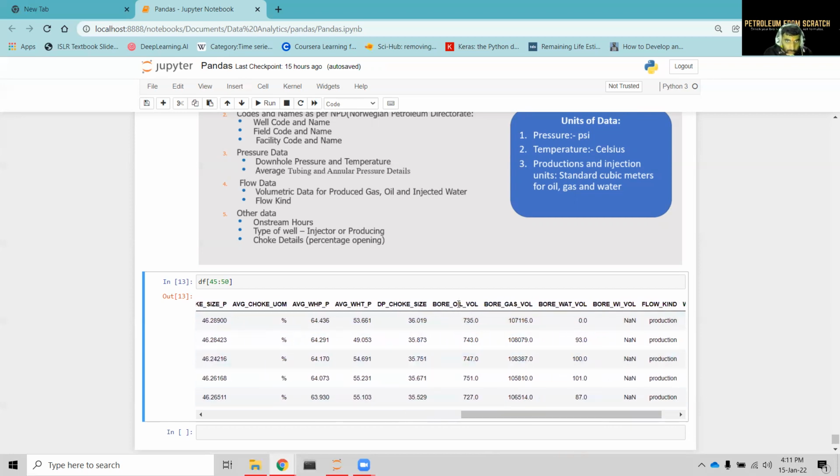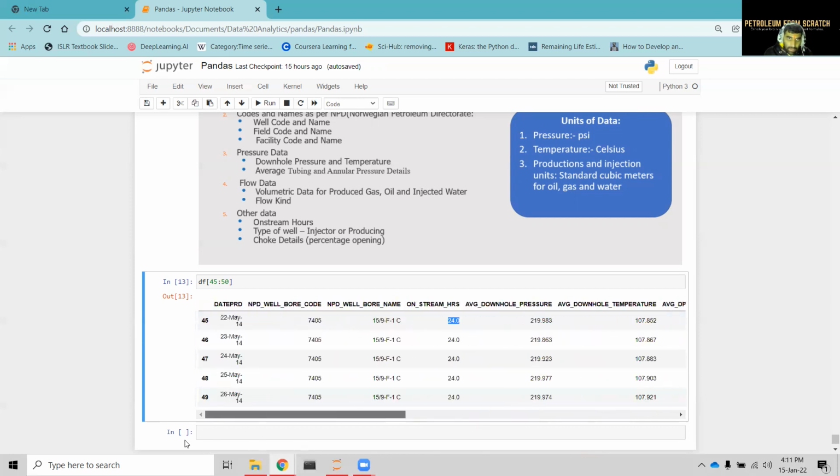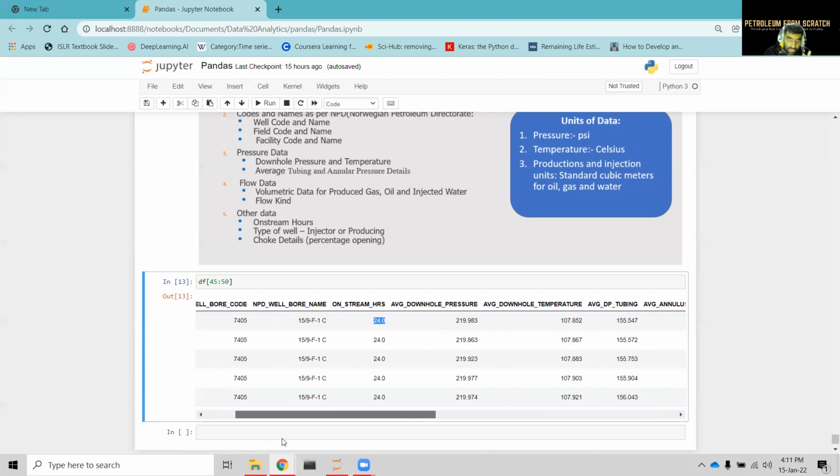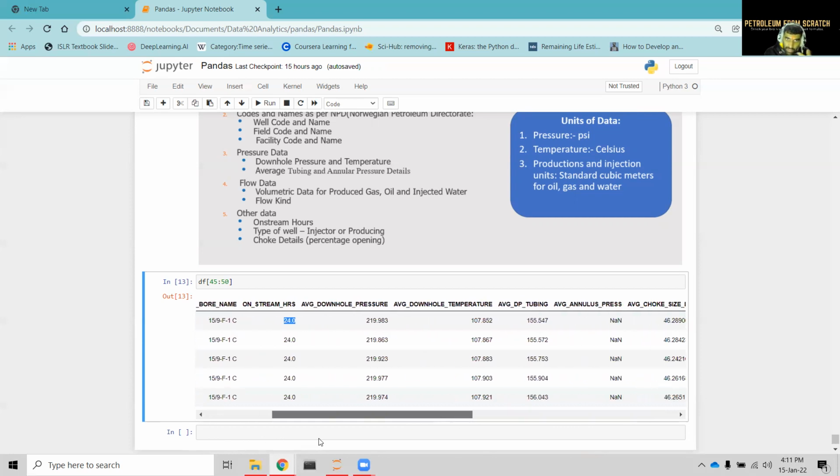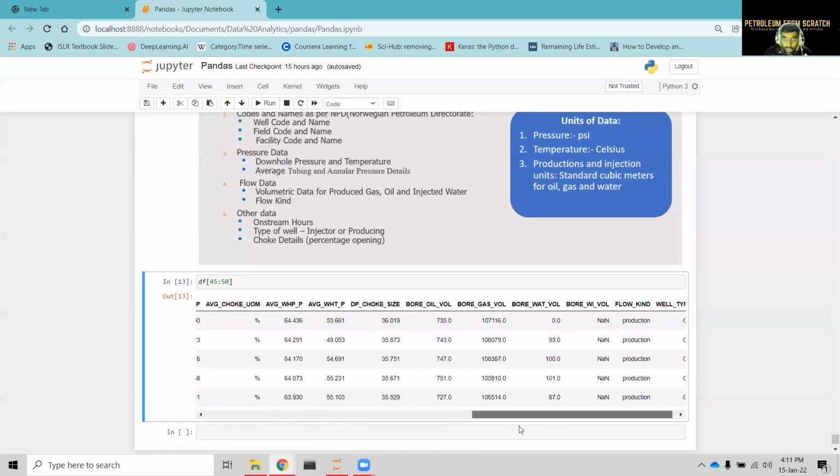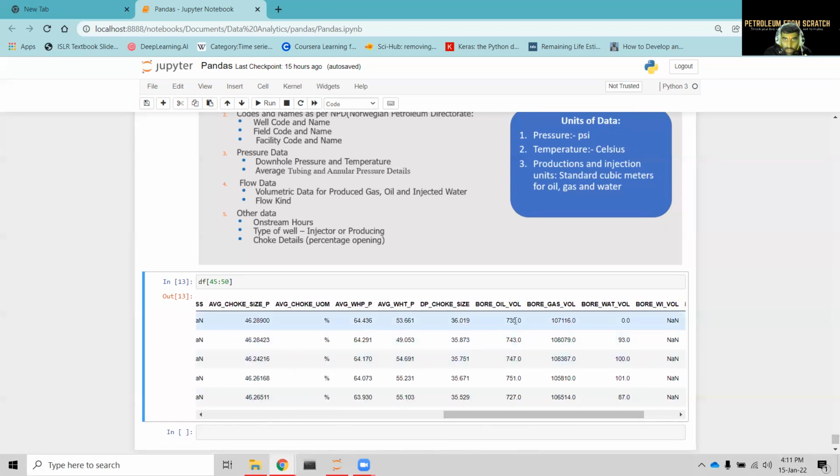Now comes bore oil volume. So bore oil volume is your production for a given date, 22nd May. If my well 1C was running for 24 hours, meaning it was running the whole day, it has produced 735 standard cubic meters of oil on that certain day for the given on stream hours.